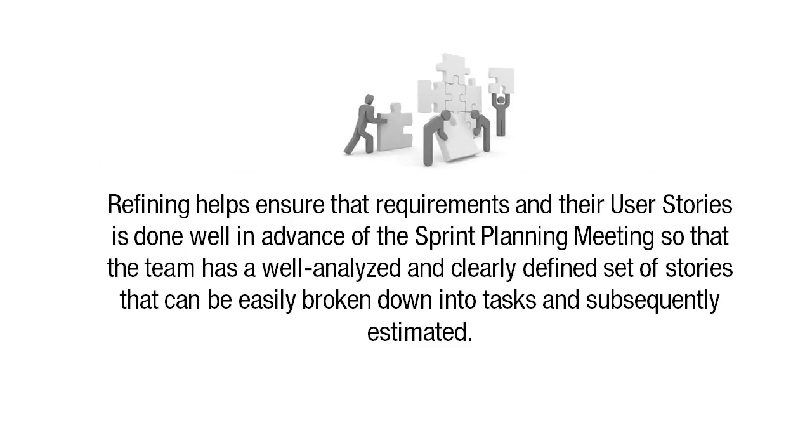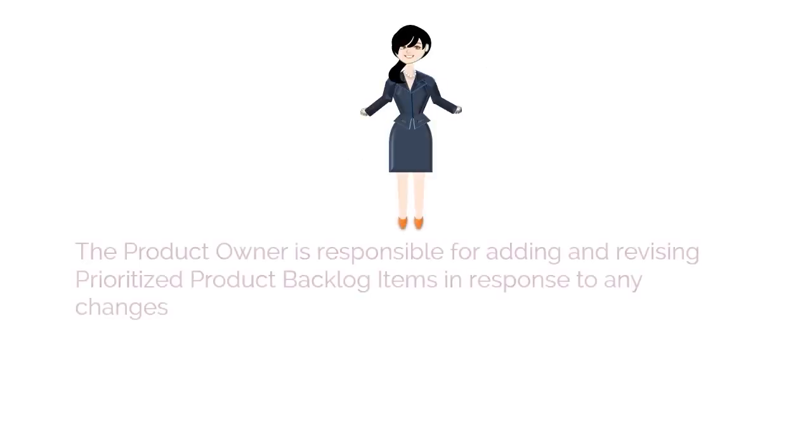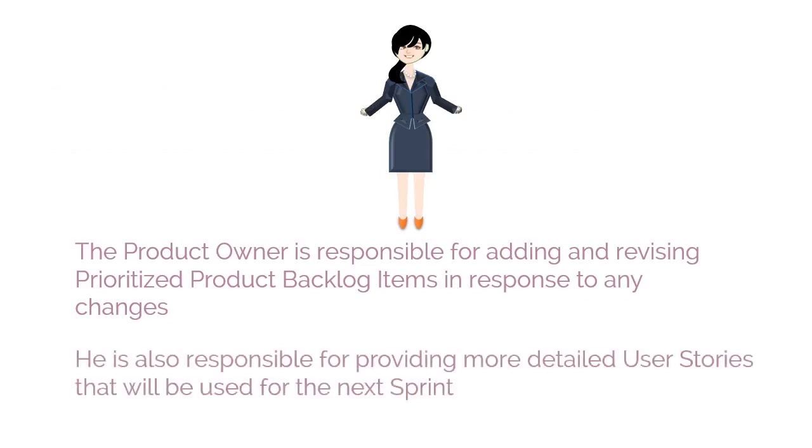Refining helps ensure that requirements and their user stories are done well in advance of the sprint planning meeting, so that the team has a well-analyzed and clearly defined set of stories that can be easily broken down into tasks and subsequently estimated. The product owner is responsible for adding and revising prioritized product backlog items in response to any changes, and is responsible for providing more detailed user stories that will be used for the next sprint.